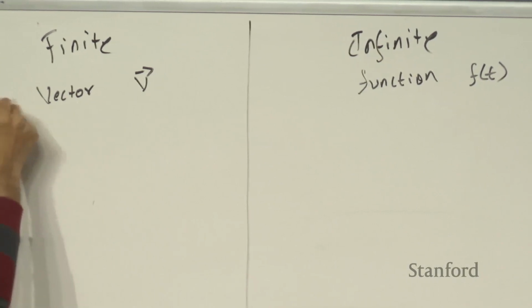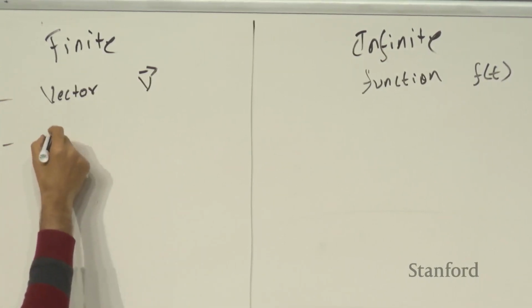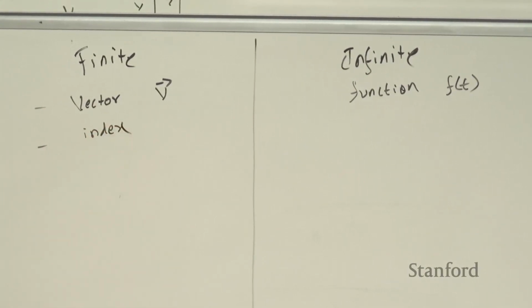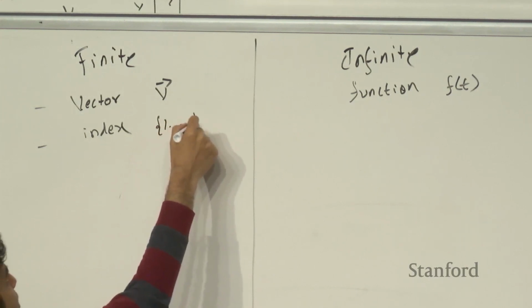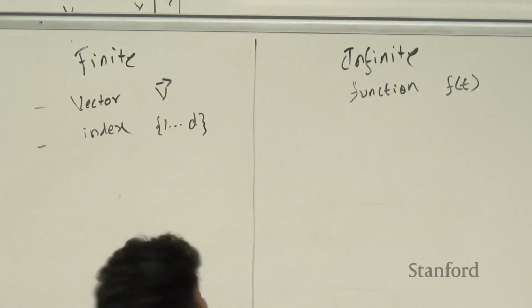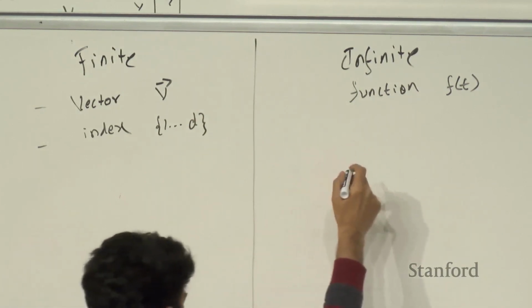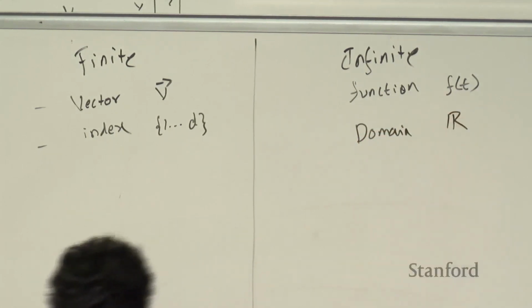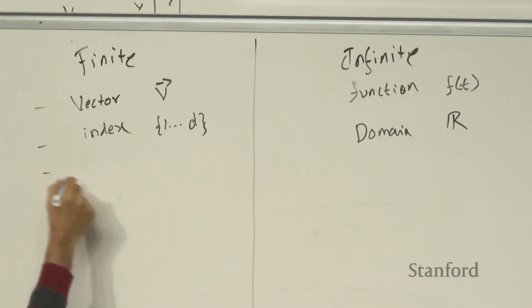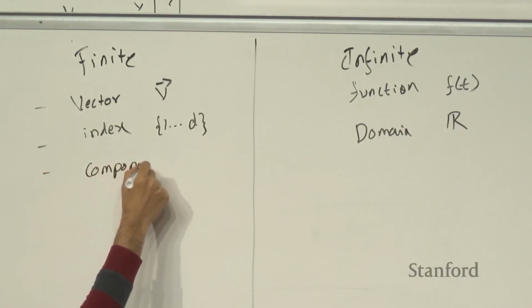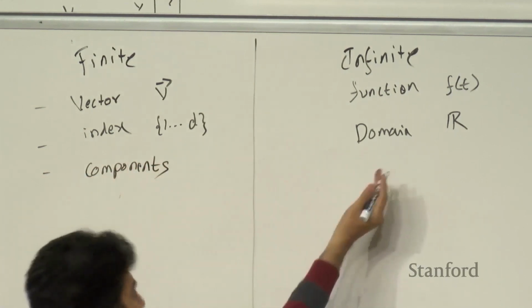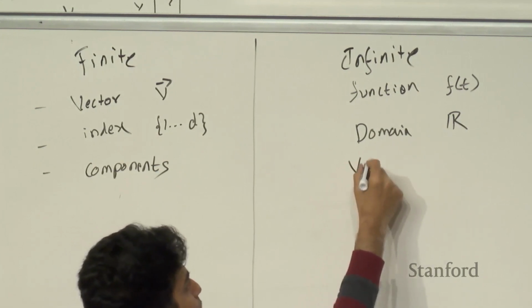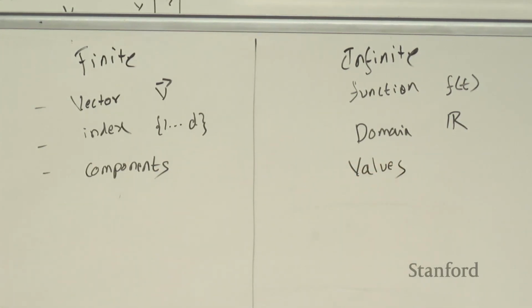Right? And in the finite case, you would have some kind of an index. Think of v1, v2, v3, the axes, which are the indexes, and they are generally some kind of, say, 1 to d, for example, if you're in a d-dimensional space. And in the infinite case for functions, it's basically the domain over which the function is defined. Right? Over here it's R. Right? And for a vector, you have components. Right? And in the infinite case, you have values of the function at different inputs. Right? Does it make sense?